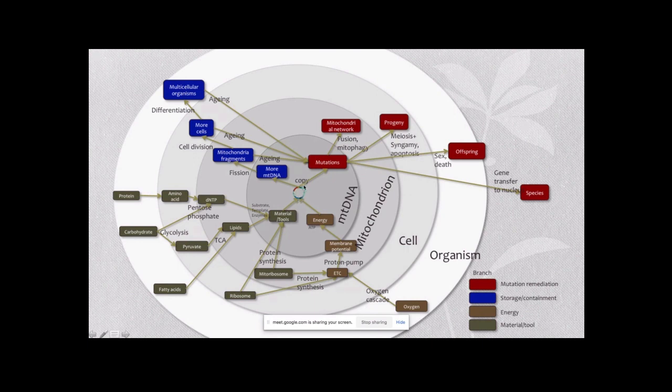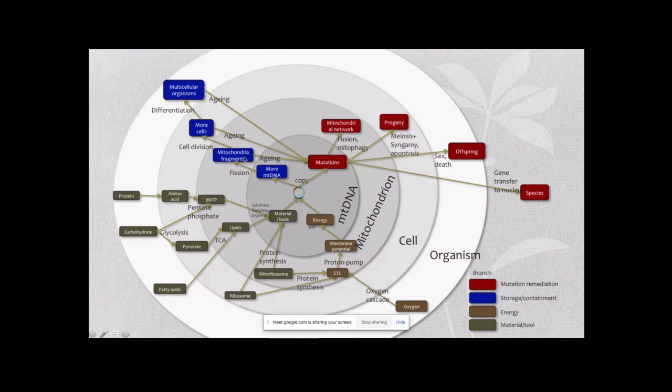So mitochondrial DNA copies. For copying, it requires materials and energy. This dark green color is the material line, how it acquires materials. And this is the energy line, how it acquires energy required for this mitochondrial DNA copy or replication. As a result of replication, you have more mitochondrial DNA copies, and you also have mutations, unfortunately. With more copies, you need more space for them to reside. You have fission of mitochondria, which creates more fragments. You have more mitochondria, you have cell division, you have more cells. Differentiation, you have multicellular organisms.